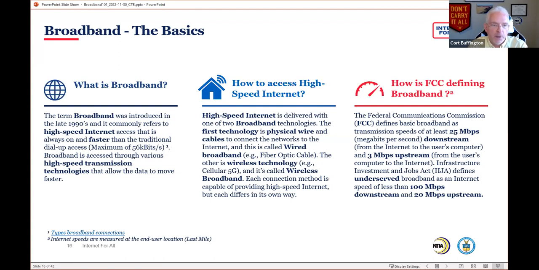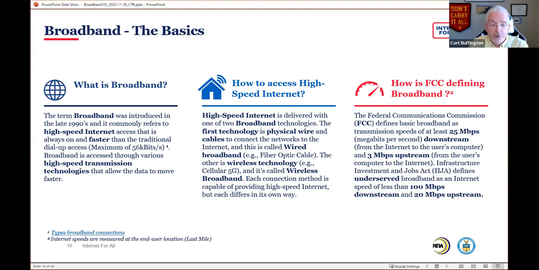High-speed internet is delivered with generally two broad classes of technology. It's either over some type of physical wire or cable. It could be copper, twisted pair, coax, or fiber optic, and that's wired broadband connections. The other is wireless technology. This could be through a wireless ISP, or through a cellular network, like a 5G network, and that's wireless broadband. Both methods are completely capable of delivering high-speed internet, but they have different strengths and weaknesses, and they do it in different ways.